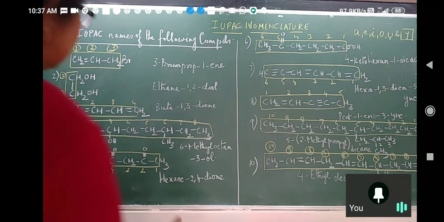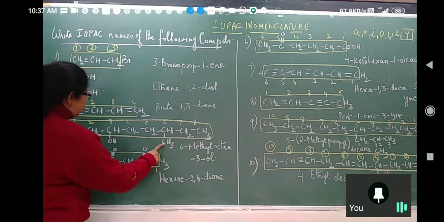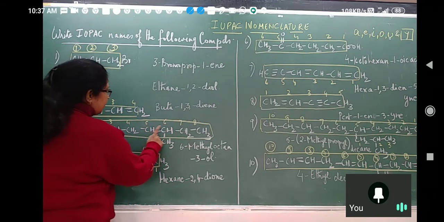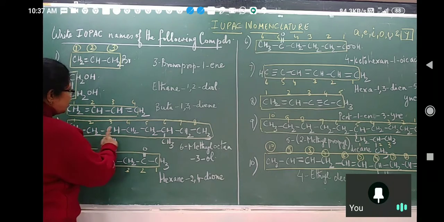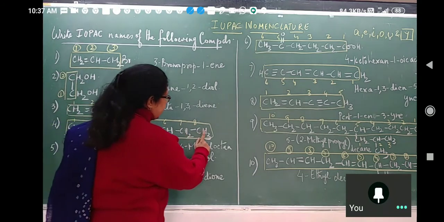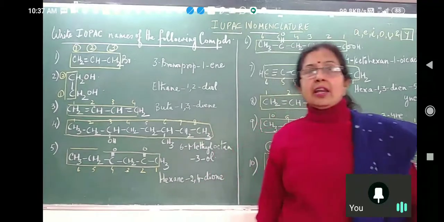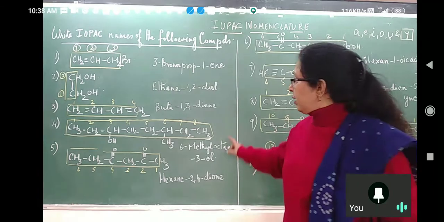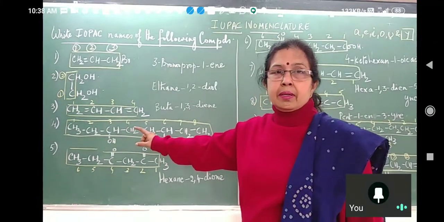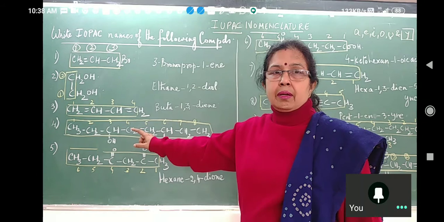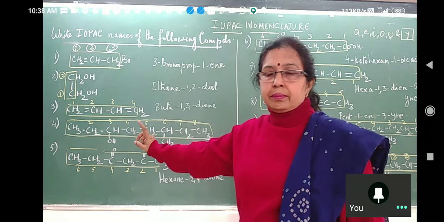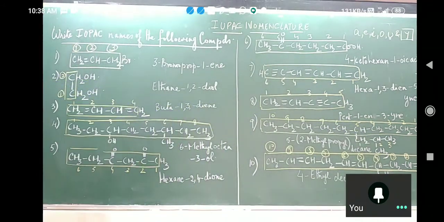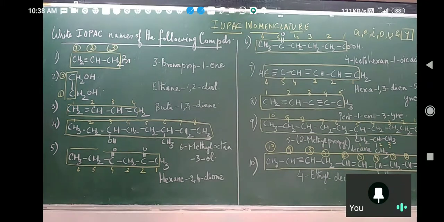Now we have got 1, 2, 3, 4. 1, 2, 3, 4, 5, 6, 7. And 1, 2, 3, 4, 5, 6, 7, 8. Right? So which is our longest carbon chain? 8 carbon atoms. Okay. All right. So what is our root word? Our root word becomes octane.